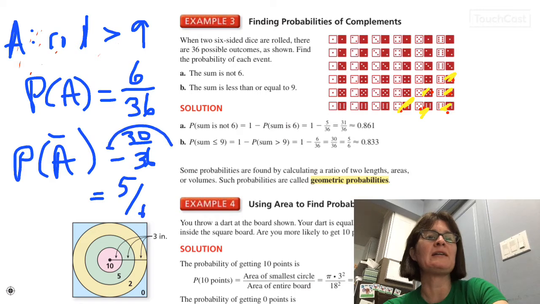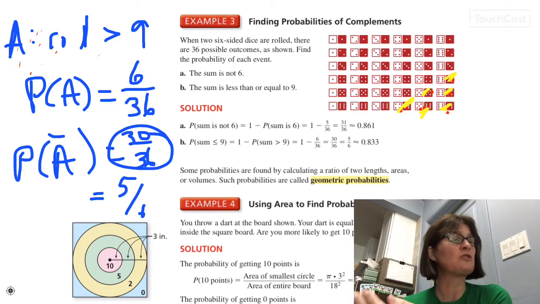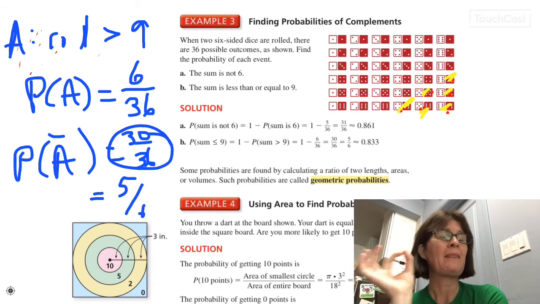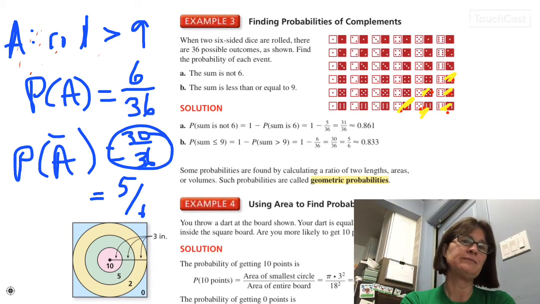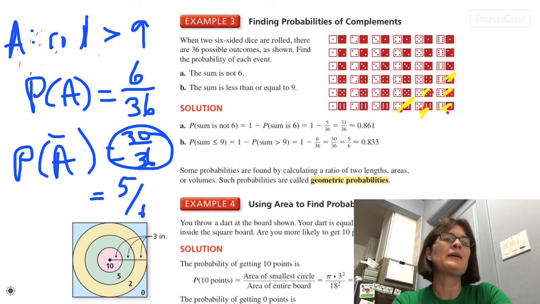But the big idea here is, do you recognize you can save yourself so much time counting up possibilities if you find a probability that's faster and then think about the complement. So this one I think is easier to think of. It's faster to compute by using the complement.